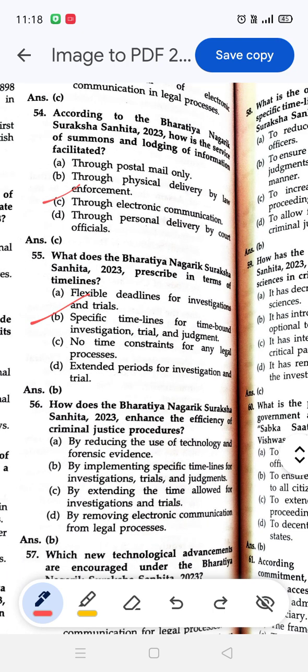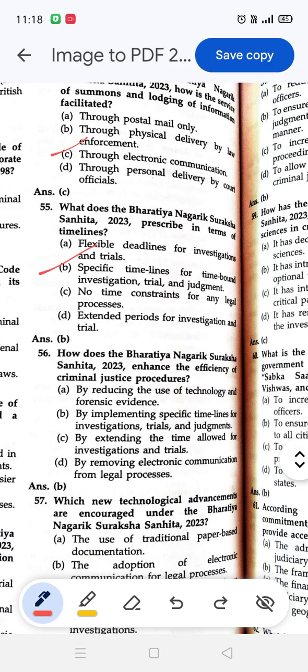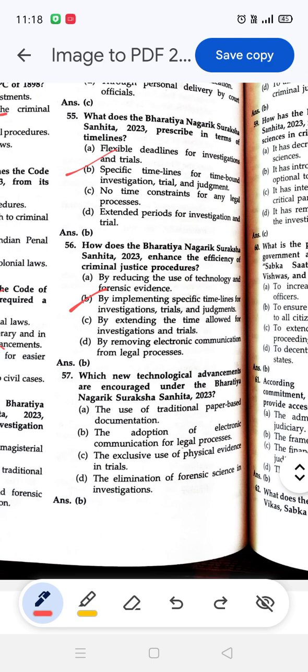How does the BNSS enhance the efficiency of the criminal justice system? So option B is correct, by implementing specific timelines for investigations, trials and judgments.